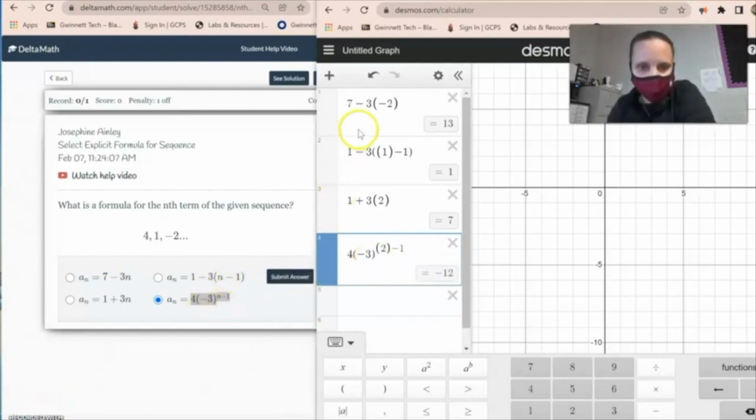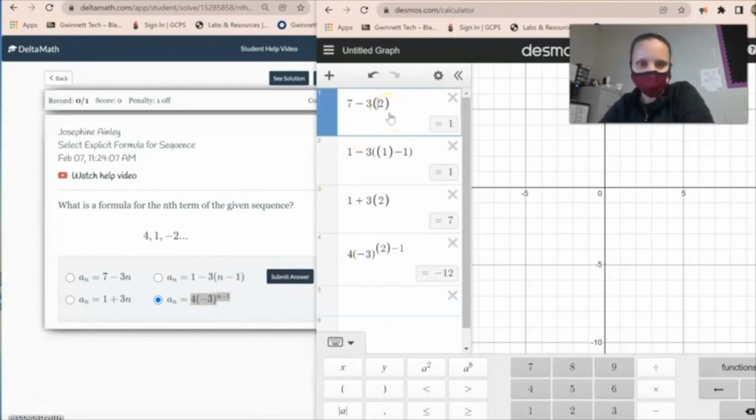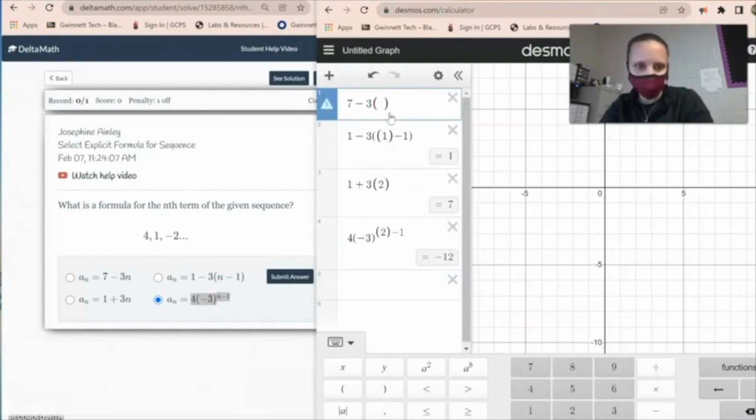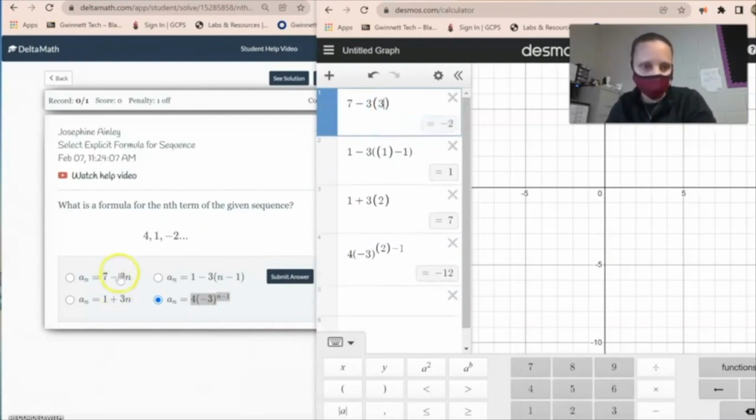So I must have made a mistake. And it looks like, why did I put -2 here? It must have been 2. All right, so I'm going to check again. So if it's 1, it's 4. If it's 2, is it 1? Yes. And if it's 3, it's -2. So the answer is actually A.